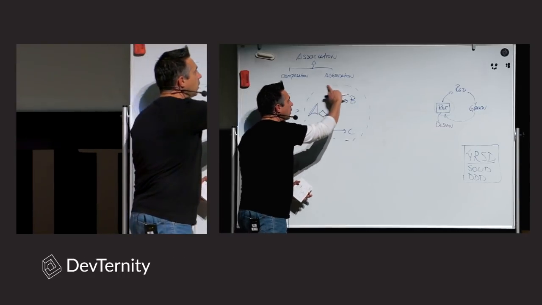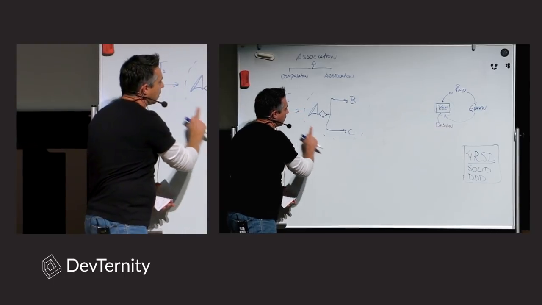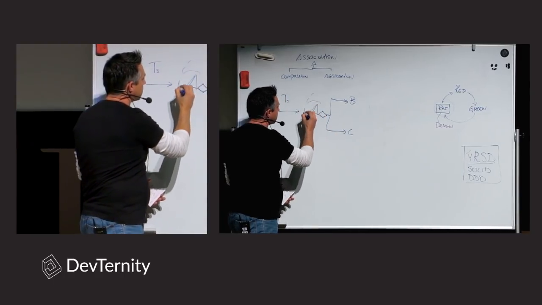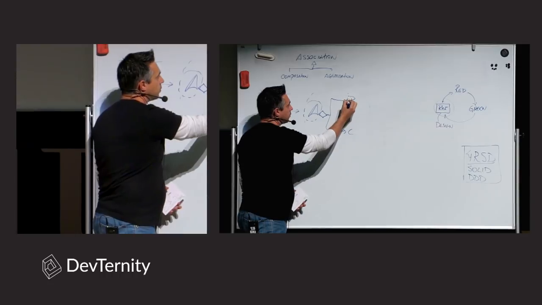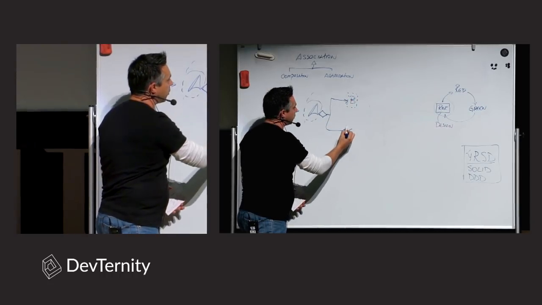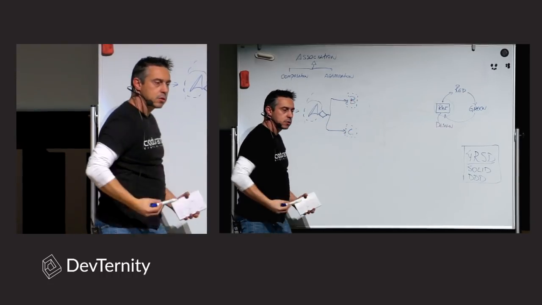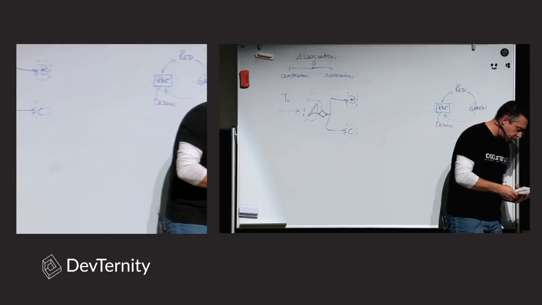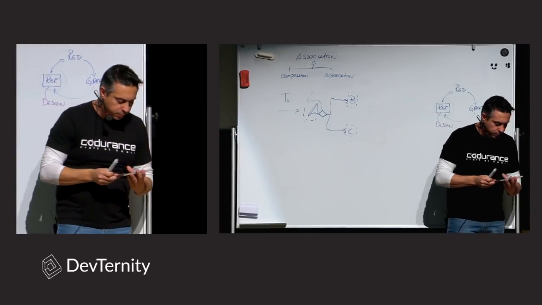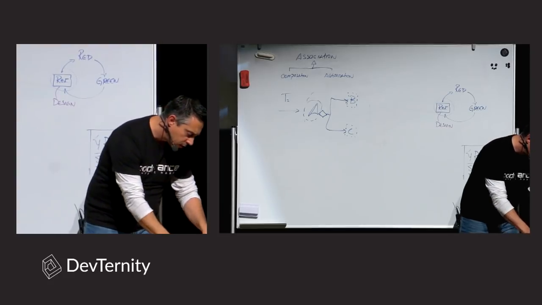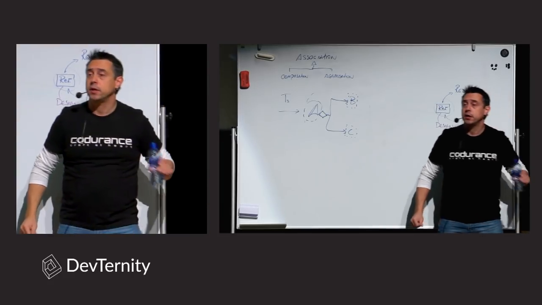So then you know that your unit under test should just be A, and those things should be mocked. So this is an exercise that is very important for us to do when we are test driving code.